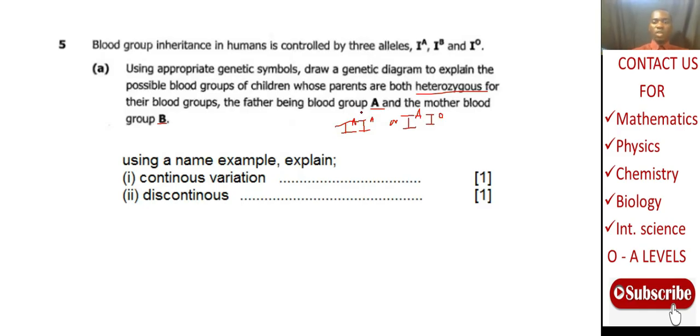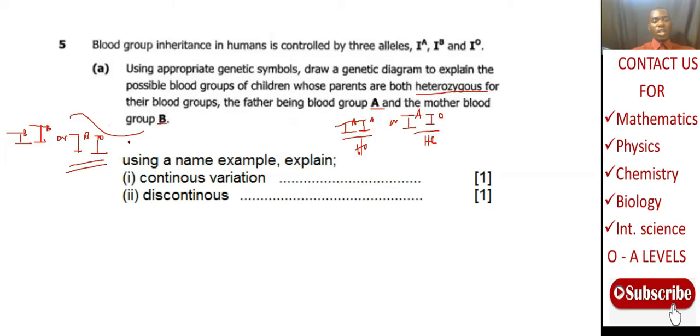So these are the two possibles for this one. Then also for blood group B, the two possibles are IB IB, or IB IO. So these are the two possibles. Now, here, because the letter is the same, it's BB, so this one is called homozygous, but this one is B and O, meaning it's heterozygous. Then even here, this one is IAIA, this one is homozygous, but this one has got IA and IO, meaning this one is heterozygous. Okay, so that's the beauty about this thing.